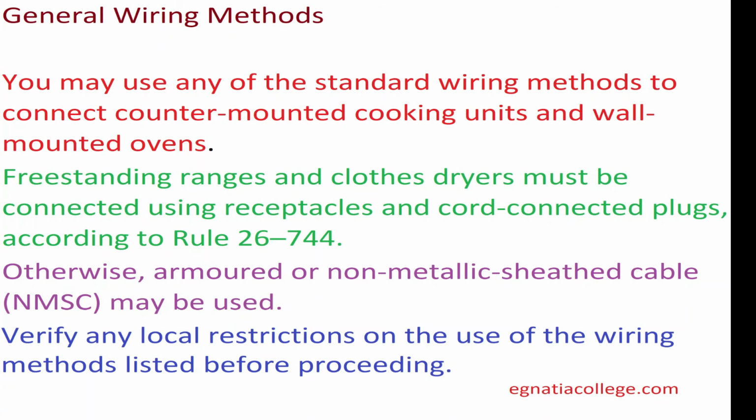General wiring methods. You may use any of the standard wiring methods to connect counter-mounted cooking units and wall-mounted ovens. Freestanding ranges and clothes dryers must be connected using receptacles and cord-connected plugs, according to Rule 26-744. Otherwise, armored or non-metallic sheathed cable (NMSC) may be used. Verify any local restrictions on the use of the wiring methods listed before proceeding.